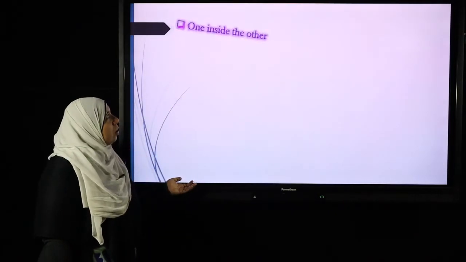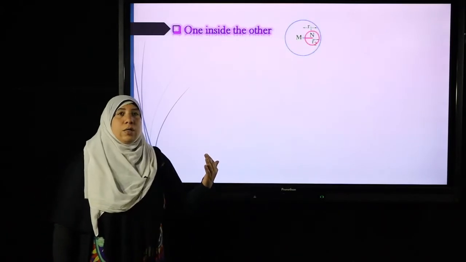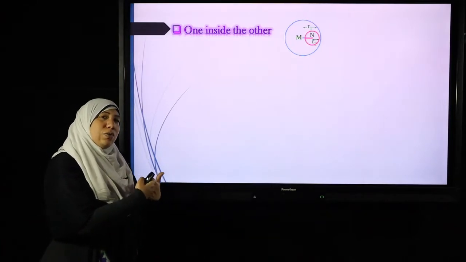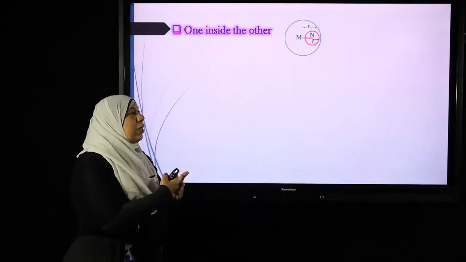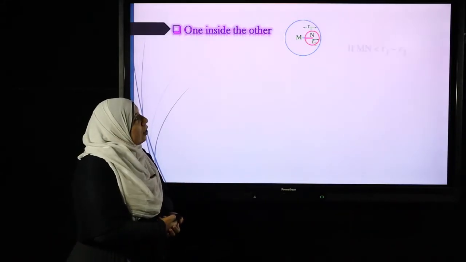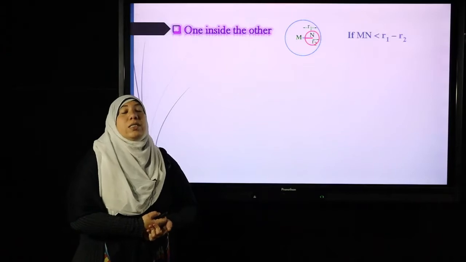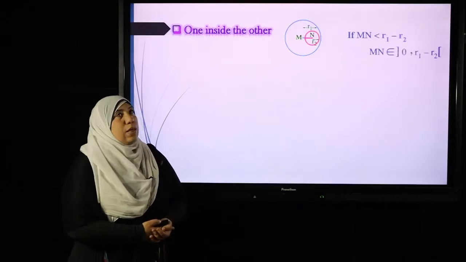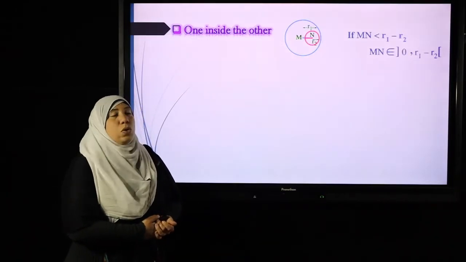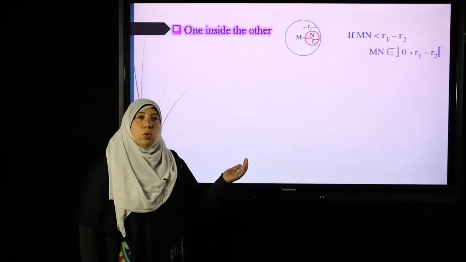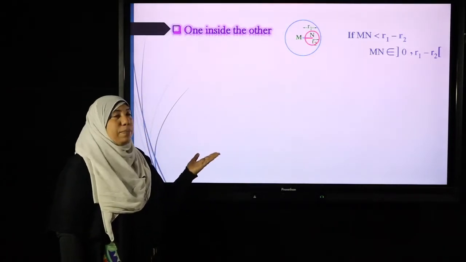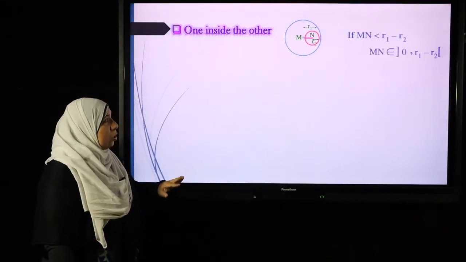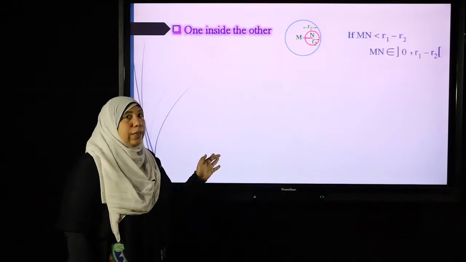The fifth position is one inside the other. Here you will find that circle N comes closer to the center of circle M, or goes more inside circle M. It's called one inside the other, and the distance is smaller than the difference between their radii, or the distance here is from 0 to R1 minus R2. Why 0? Because I'm finding a length. It cannot be a negative number. So it could be 0, but not negative 1.